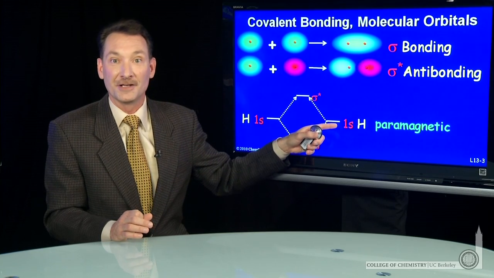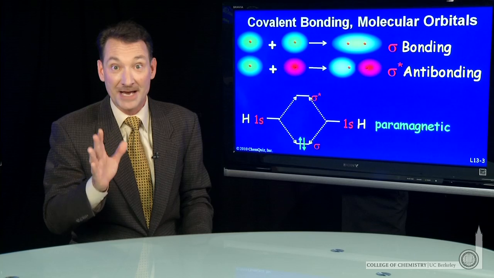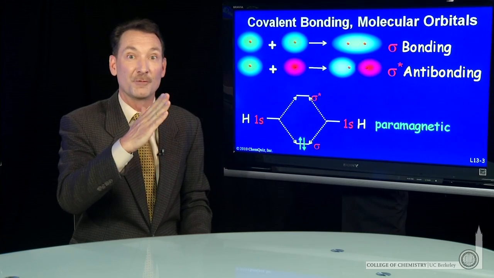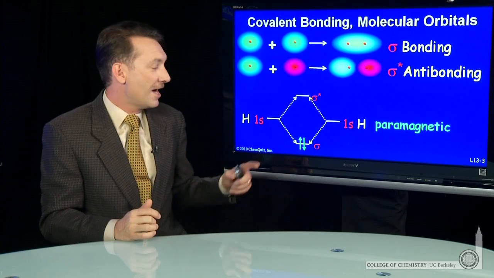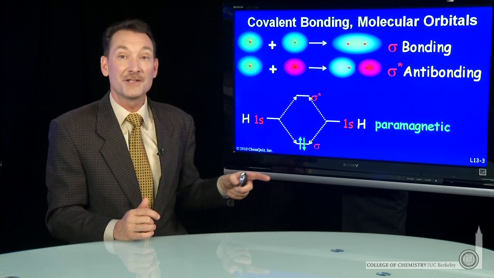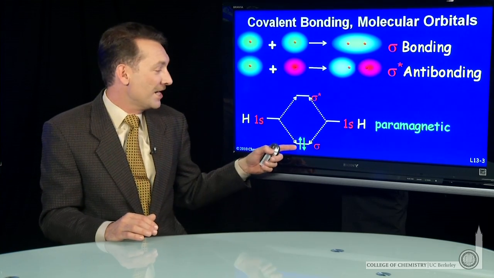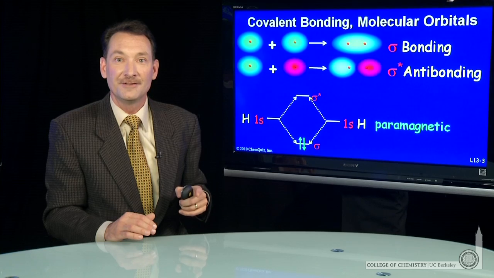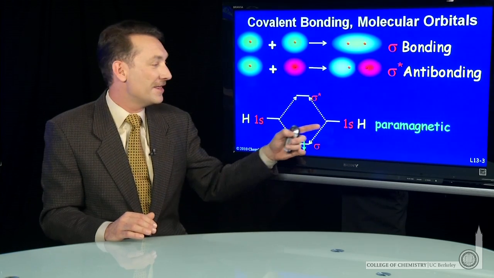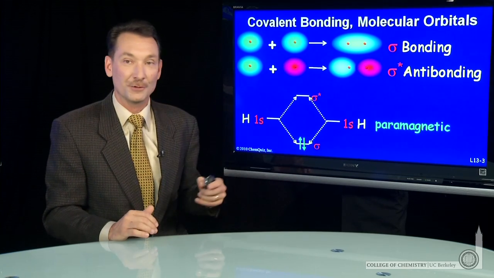Where hydrogen atoms had an unpaired electron and were paramagnetic, paramagnetism indicates an unpaired electron with its slight magnetic field. Hydrogen molecules will be diamagnetic. The electron spins will be paired and cancel each other out. So already we have a prediction from our quantum mechanical understanding of bonding that hydrogen atoms are paramagnetic, hydrogen molecules are diamagnetic.